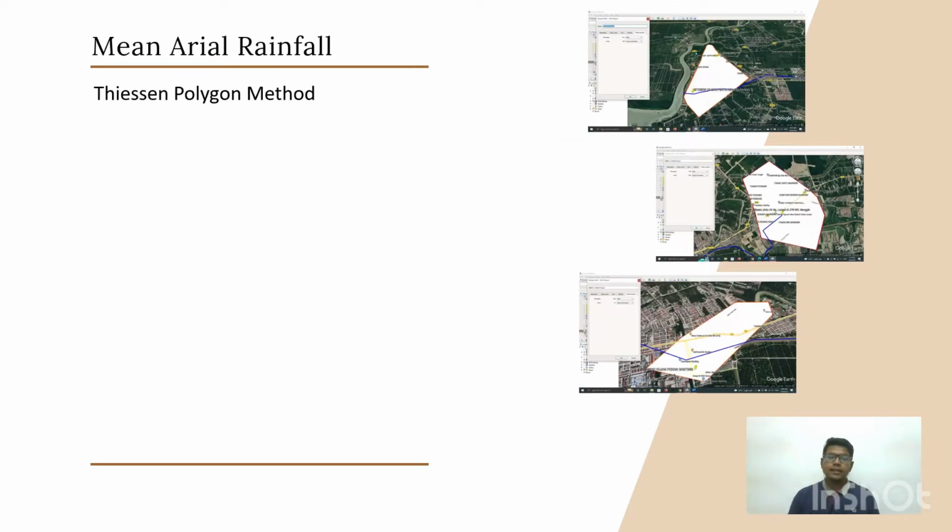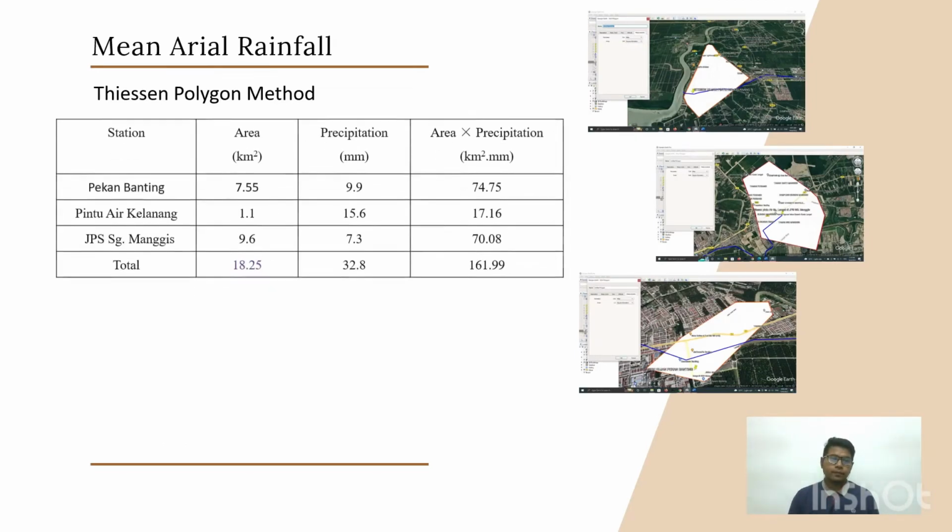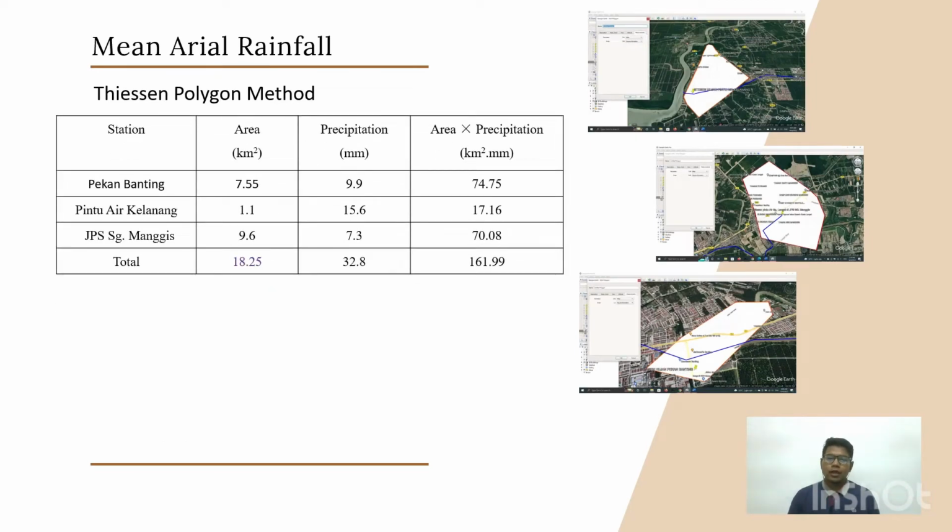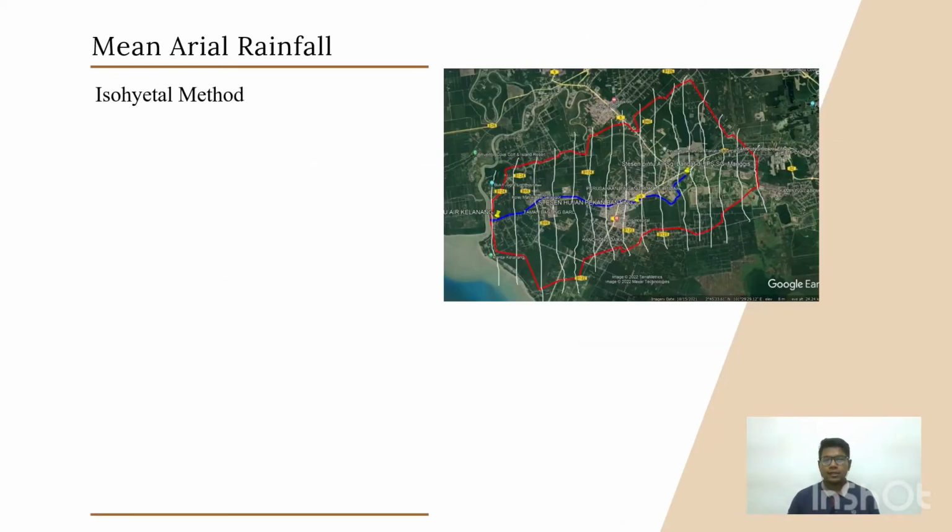The second method is the Thiessen polygon method. By using this method, we have to calculate the area for the study area, and then once we obtain the catchment area, we will multiply it with the precipitation, and the result that we got from this method is about 8.88 millimeters.